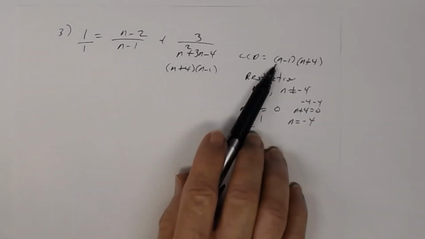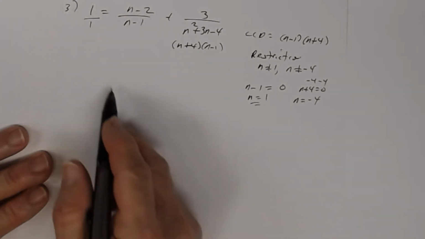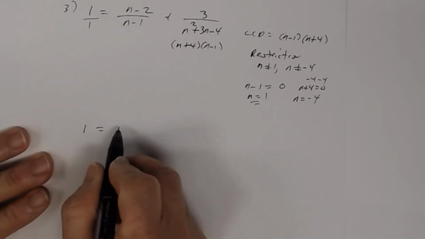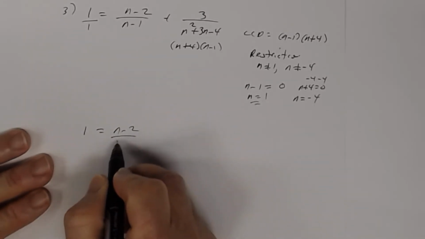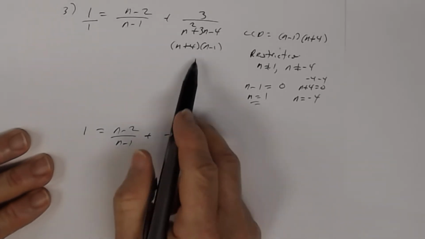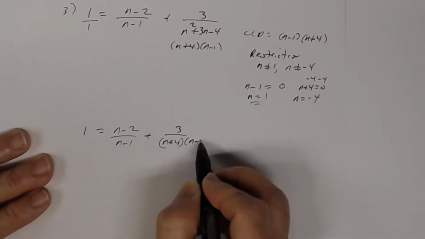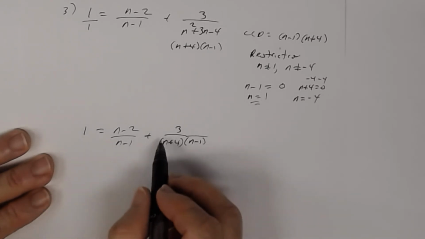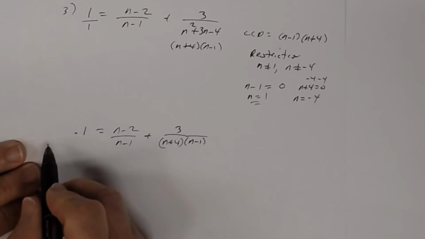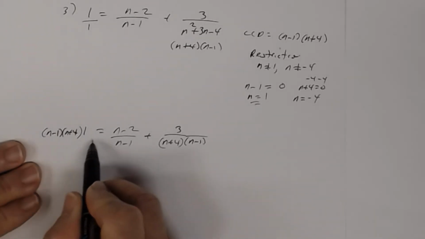All right, now we found the least common denominator and we found the restrictions. Now I'm going to multiply both sides by the least common denominator. I'm going to rewrite this as 1 equals n minus 2 divided by n minus 1 plus 3 divided by, now I'm going to use the factored form here, n plus 4 times n minus 1. Now we're going to multiply both sides by the least common denominator. So I'm going to multiply this side by the least common denominator, which is n minus 1 times n plus 4, and multiply this side.